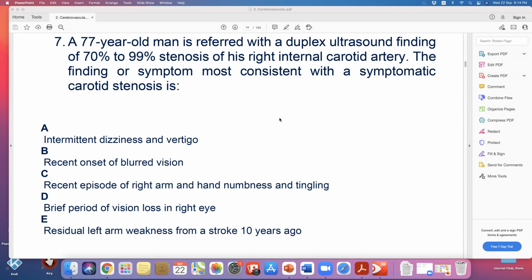So it's D, brief period of vision loss in the right eye. And the left arm weakness, yes, left arm weakness would be from the stroke. If he said within 3 months, yes. But because he said 10 years, this is more than 6 months, then we cannot consider it symptomatic. Okay, this is very important. This is just to know what the symptom is. So the finding most consistent with this patient as symptomatic is the vision loss in the right eye.